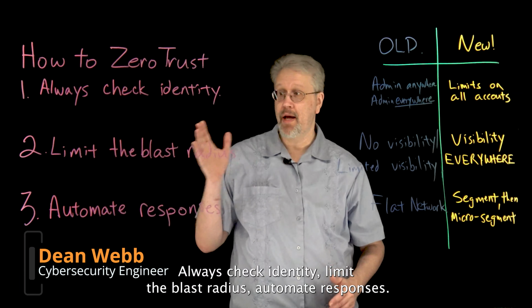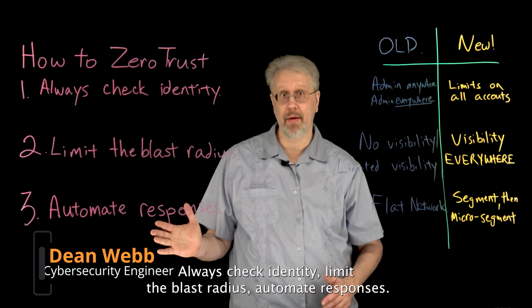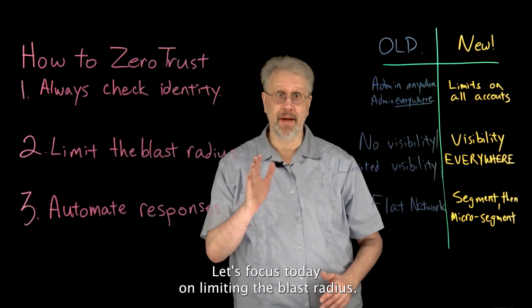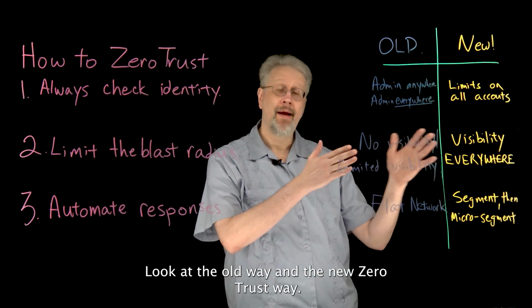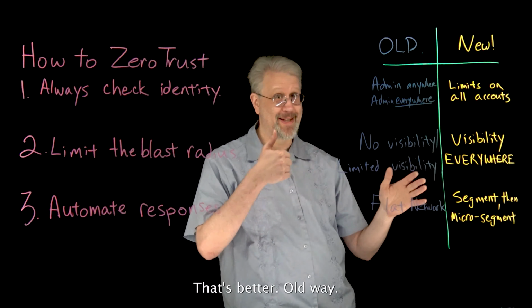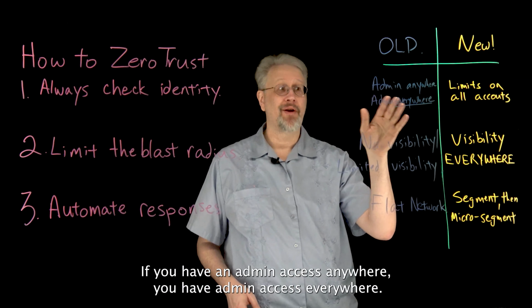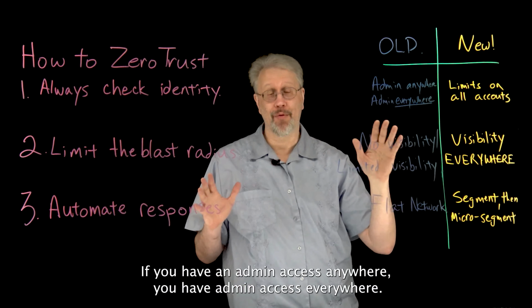Always check identity, limit the blast radius, automate responses. Let's focus today on limiting the blast radius. Look at the old way and the new zero trust way. Old way: if you have admin access anywhere, you have admin access everywhere.